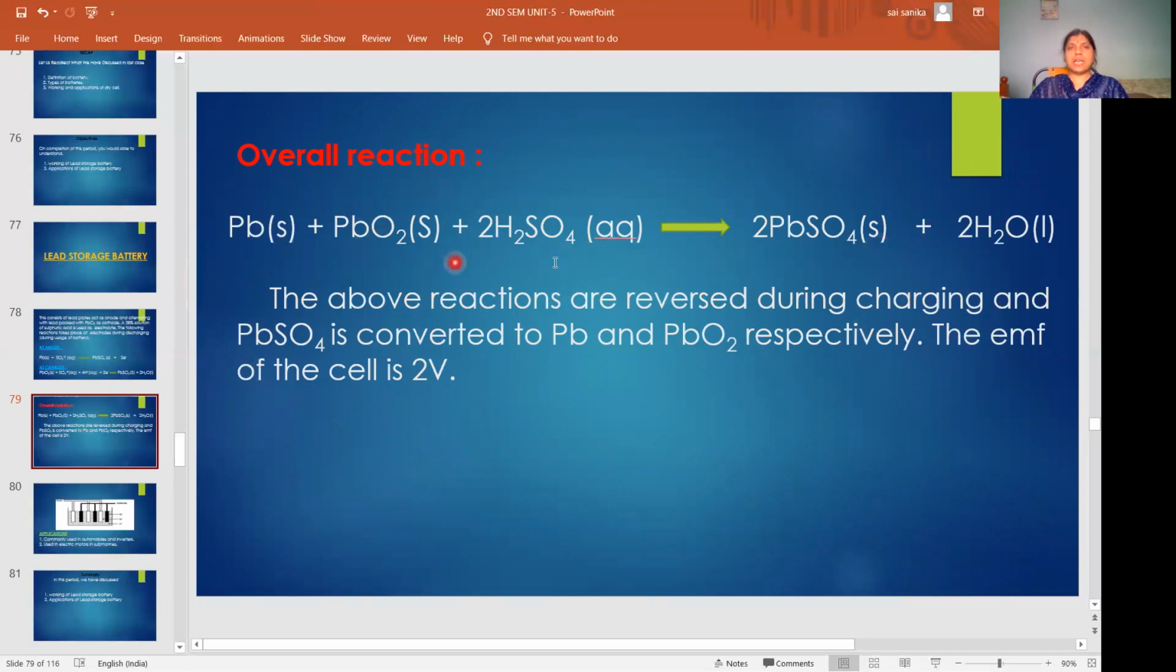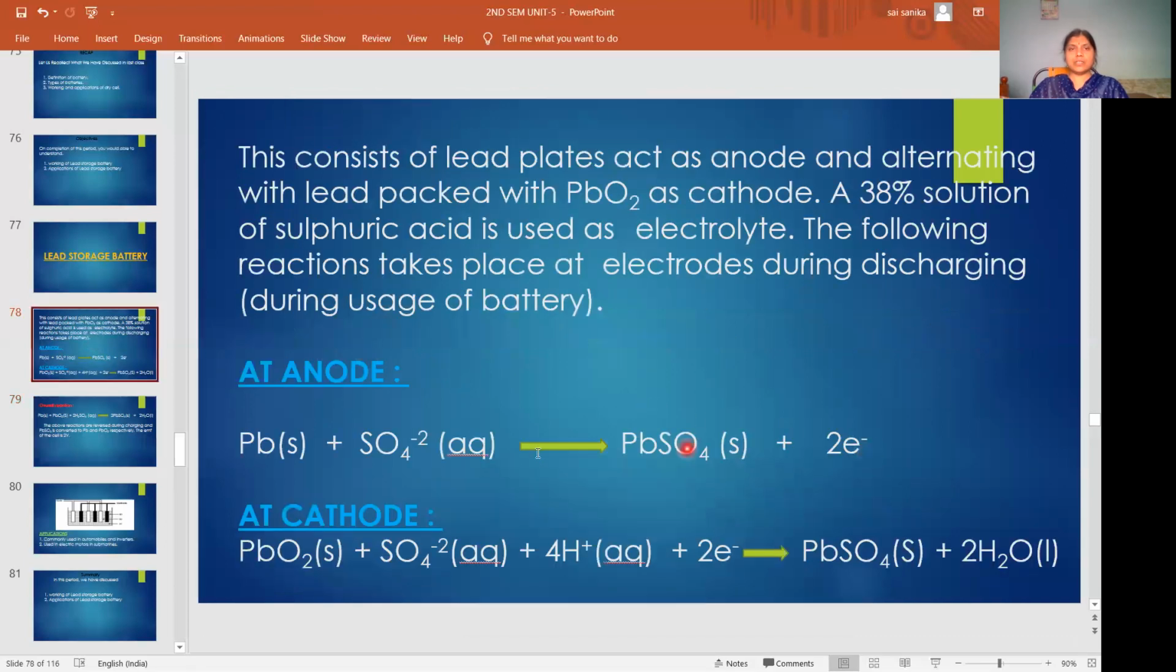Whereas during charging, what is happening? These reactions will be reversed. That means PbSO4 is converting into Pb and PbO2. The overall reaction will be reversed: PbSO4 plus 2H2O gives rise to Pb plus PbO2 plus 2H2SO4. At the anode, PbSO4 plus 2 electrons gives rise to Pb plus SO4 minus 2. Similarly, PbSO4 plus 2H2O gives rise to PbO2 plus SO4 minus 2 plus 4H plus plus 2 electrons. Like this, you have to write the reactions during charging.